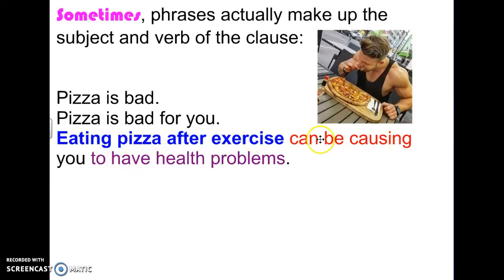Can be causing. Now you've got a verb phrase that is the entire verb. And you've got to have health problems. That's an infinitive phrase acting as an adjective. So now you have three different phrases, but they are acting as the noun, the verb, and the adjective of that sentence.